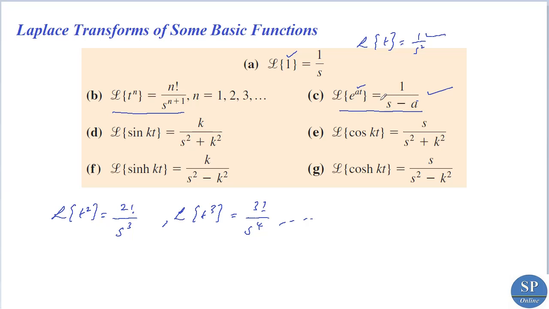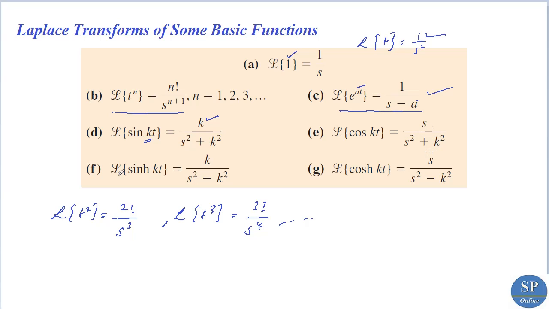Also we proved that L of sin kt is equal to k by s square plus k square. And the Laplace transform of a cosine function cos kt is equal to s by s square plus k square. For sine function sin kt it is k by s square plus k square, and for cosine function it is s by s square plus k square.